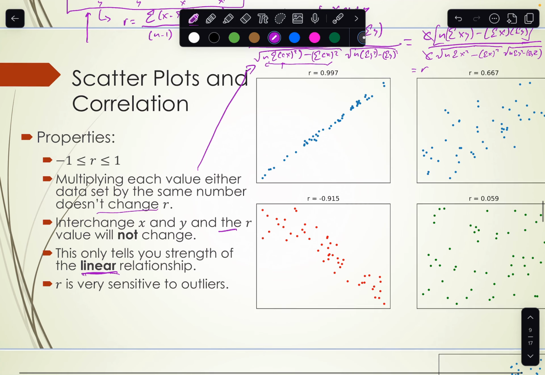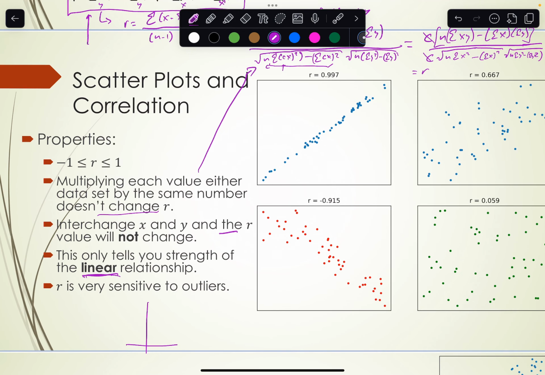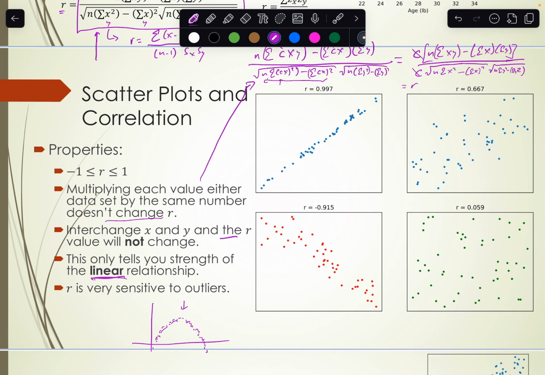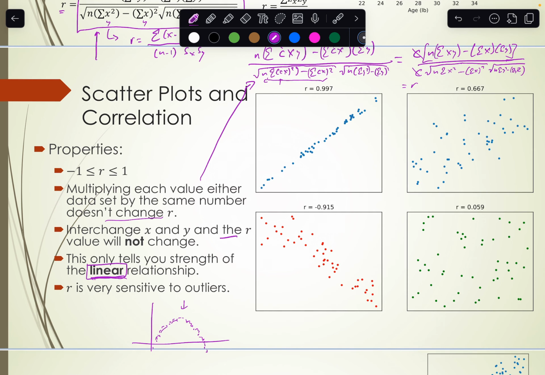Now, I must say, if you had data and it looked like this, clearly there is some correlation going on there, but it isn't linear correlation. It looks more like a quadratic correlation. This is not going to have a very good r value because r is not looking for quadratic correlation. It is only looking for a linear relation, all right? And r is very sensitive to outliers.